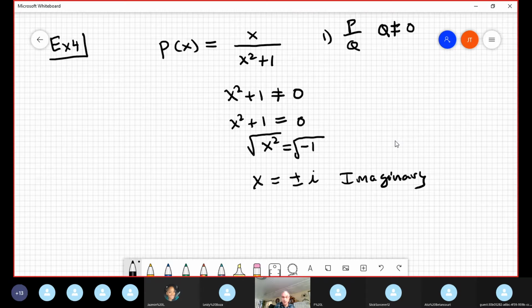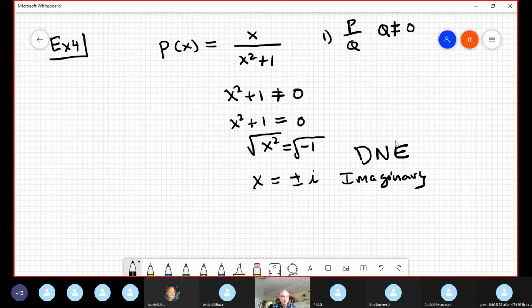Therefore, when you try to find something in algebra that you suppose exists, and the answer is imaginary or complex, it's because it doesn't exist. So the interpretation of this is that it does not exist. Therefore, we have no restriction in that function.